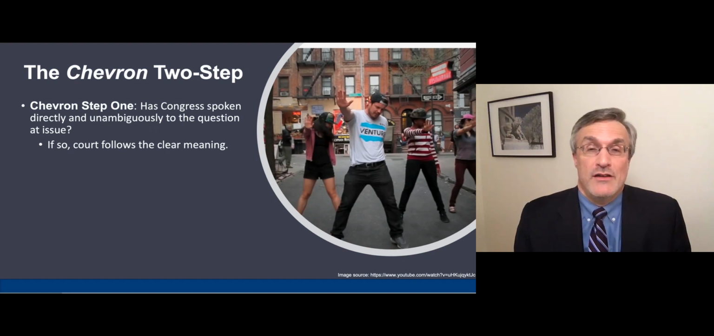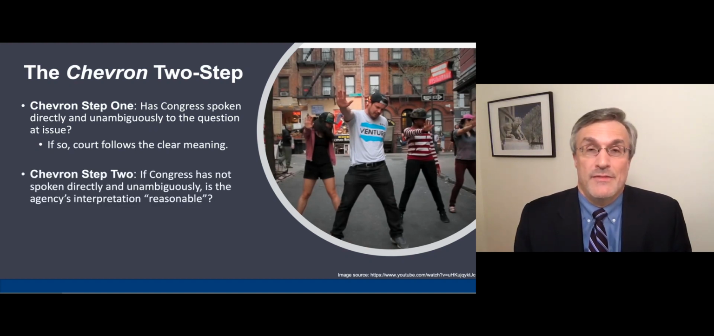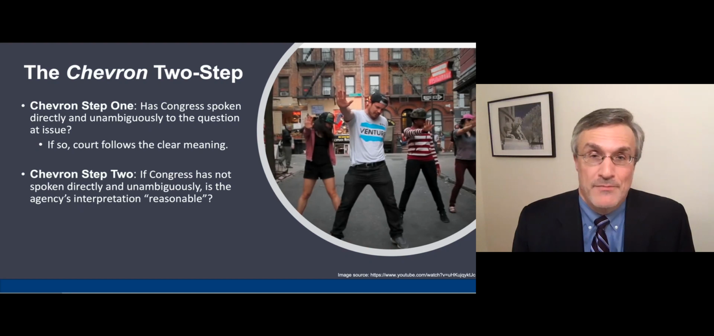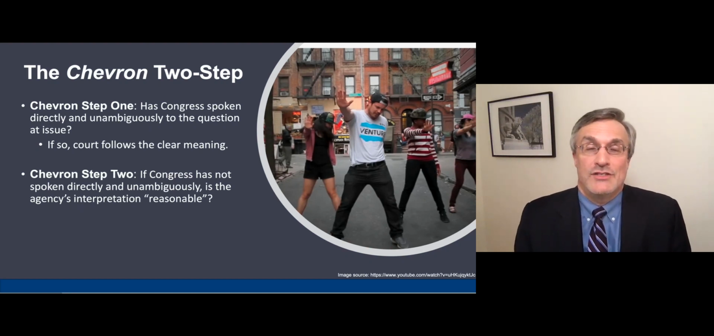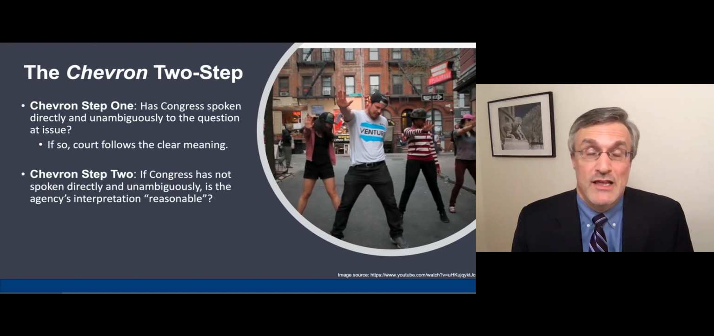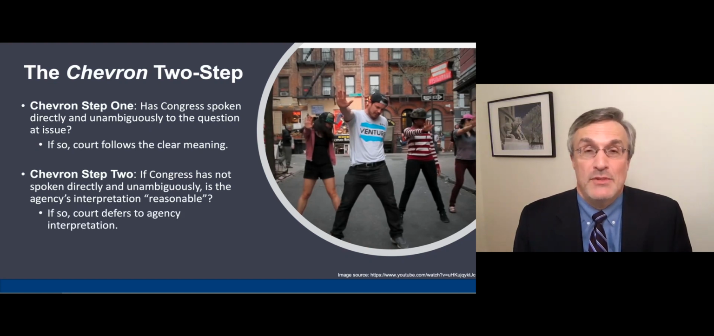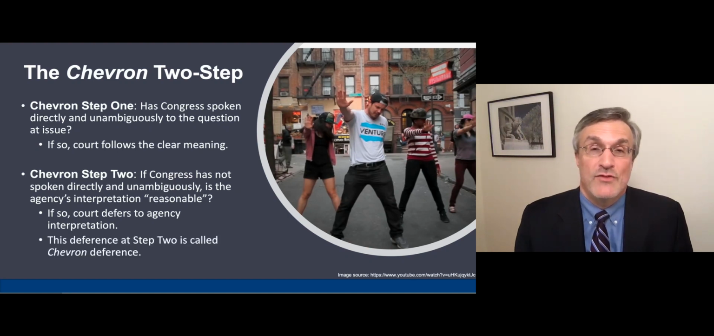Well, the Chevron court then said there's a second step. And if the agency has adopted an interpretation of that ambiguous provision, and that agency's interpretation is a reasonable one, then the courts are actually obligated to follow what the agency has said. This is what is known as Chevron Deference, deference that occurs at step 2 of Chevron.